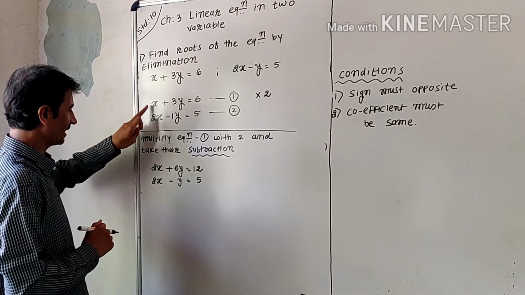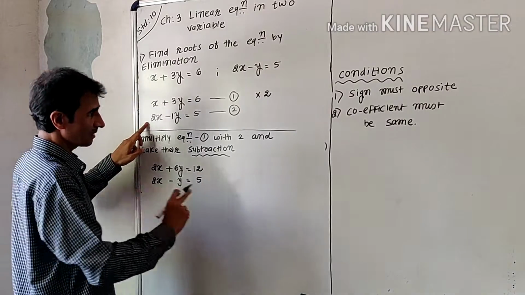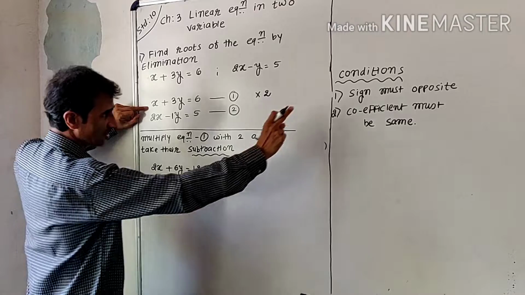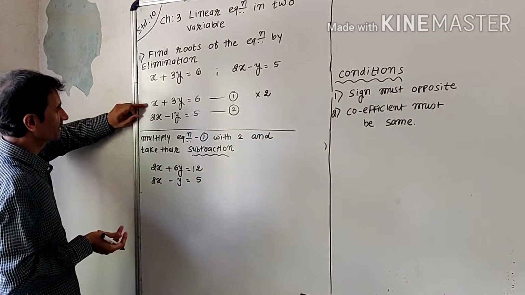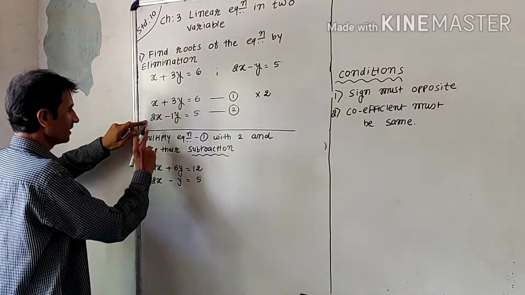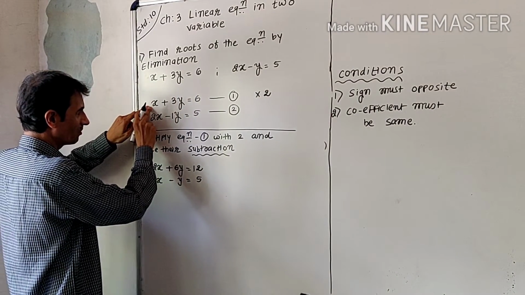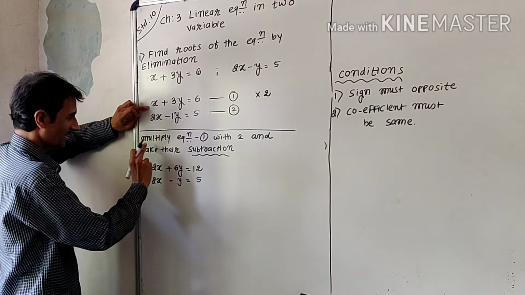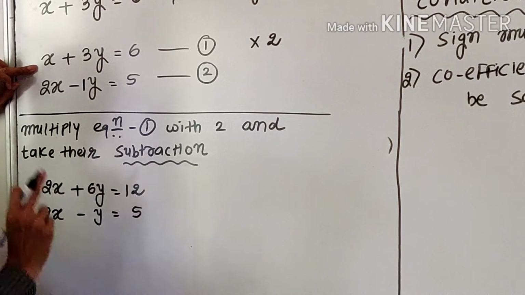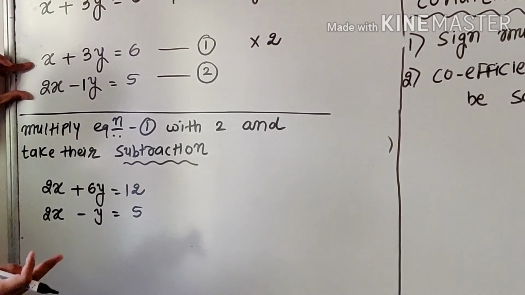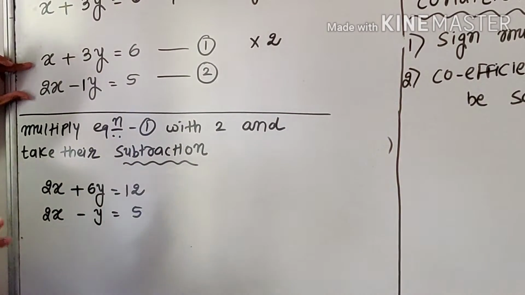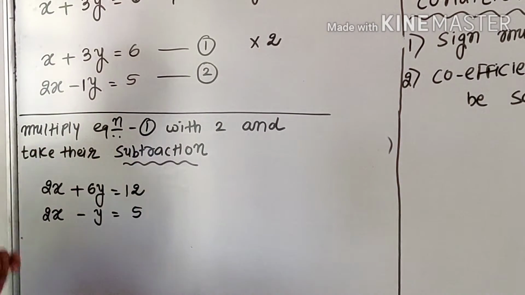Now this is my same sum. In this case I want to eliminate x. Here again both conditions must be fulfilled. Here you can see the first condition, signs are opposite, no. Here both are positive, okay. And second, the coefficients must be the same. Here 2 is there, which means I want to multiply by 2 here, and that is the condition: multiply equation number 1 with 2 and take their subtraction. When both signs are plus plus or minus minus, at that time I write subtraction. And if they are opposite, then I write addition.